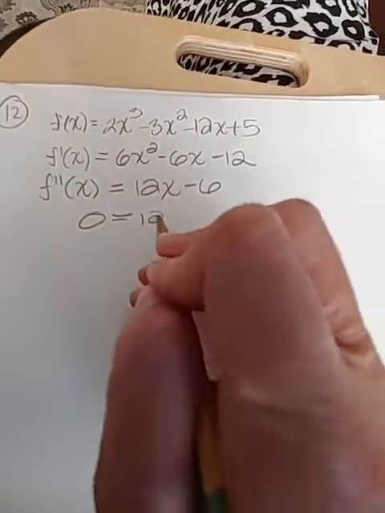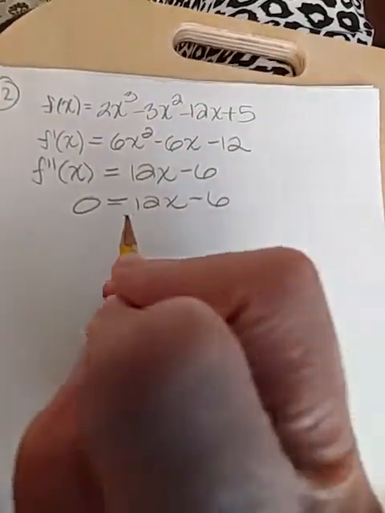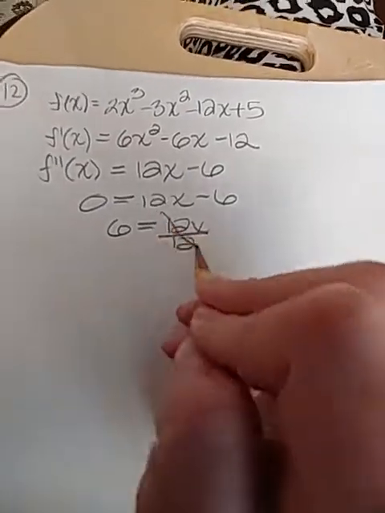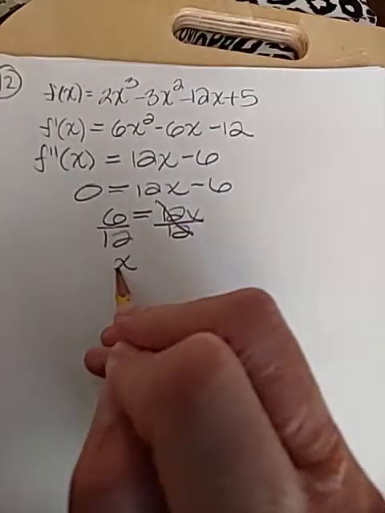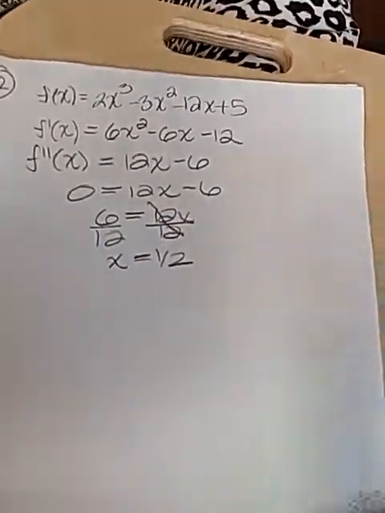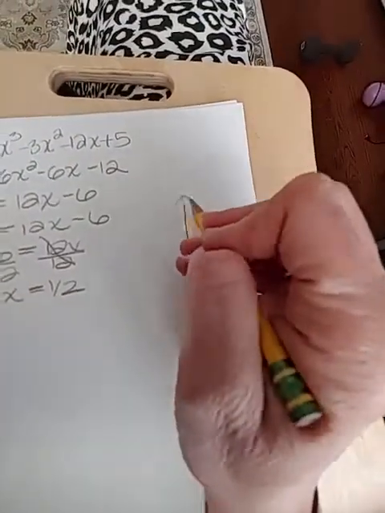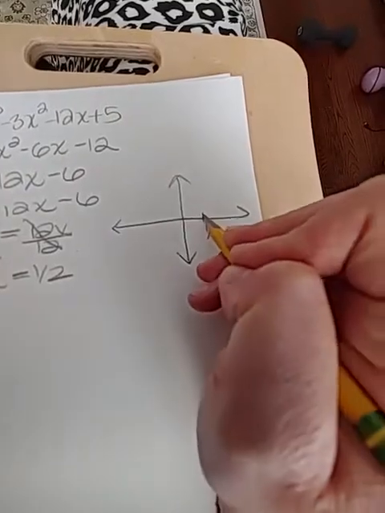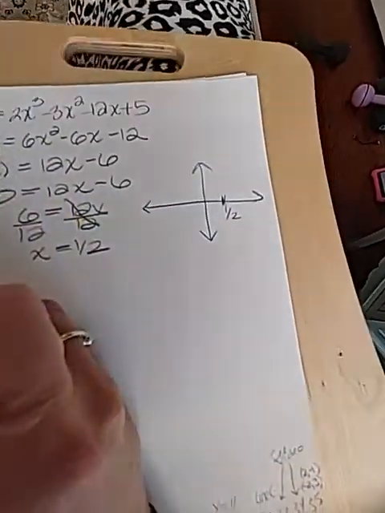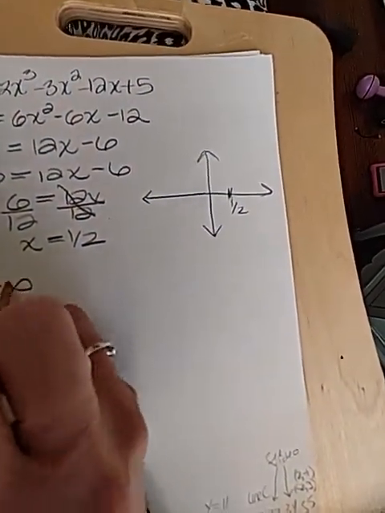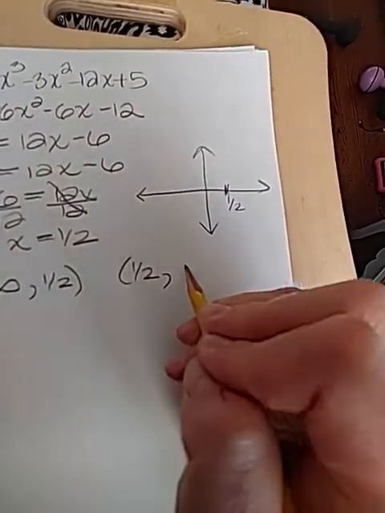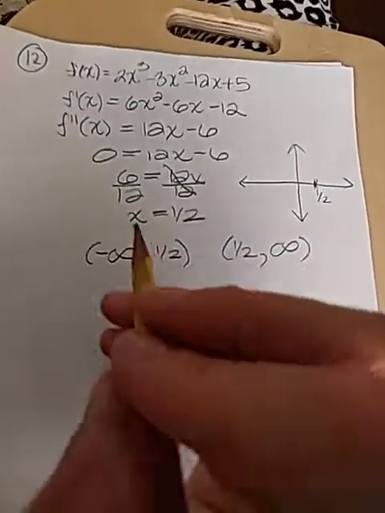Setting the second derivative equal to 0, I add the 6 and divide by 12, and I get x equals 1/2. Okay, so one possible point of inflection at 1/2. So I'm testing values from negative infinity to 1/2, and then 1/2 to positive infinity.